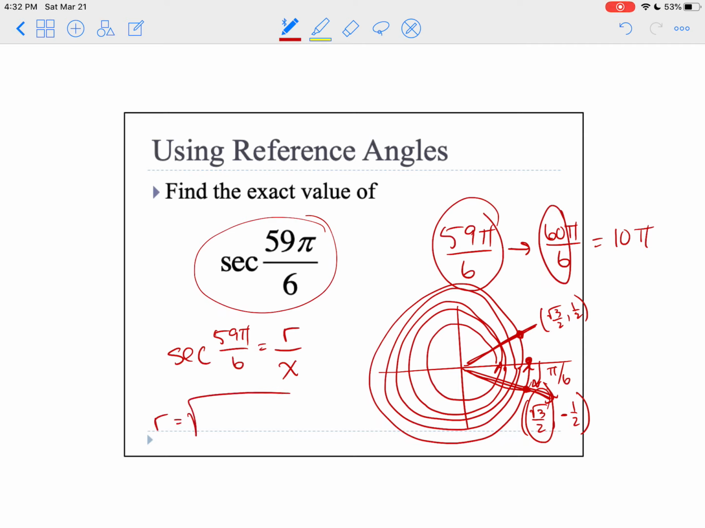So the radius is the square root of root 3 over 2 squared plus negative 1/2 squared. And so this is 3 over 4 plus 1 over 4, which gives me 1. Okay. So the square root of 1 is 1. So this is a unit circle. But I can't just assume that it's going to be a unit circle all the time. Okay?